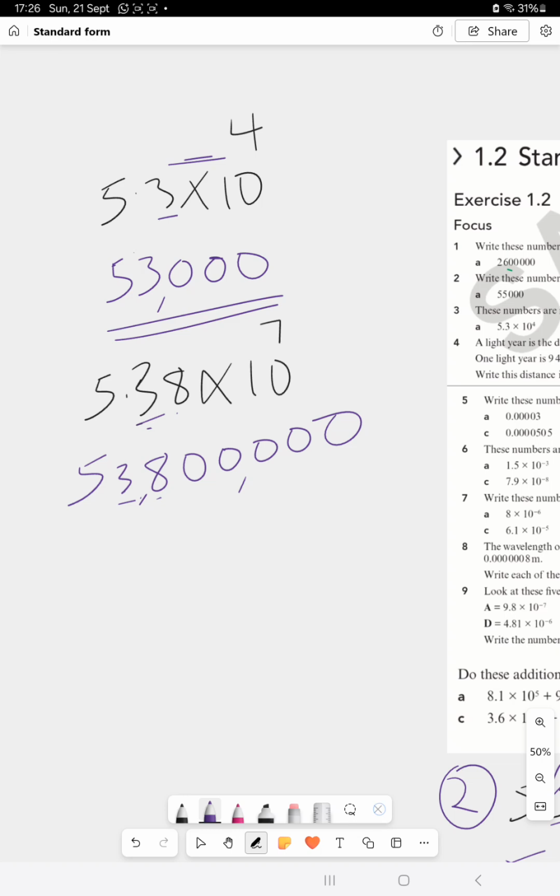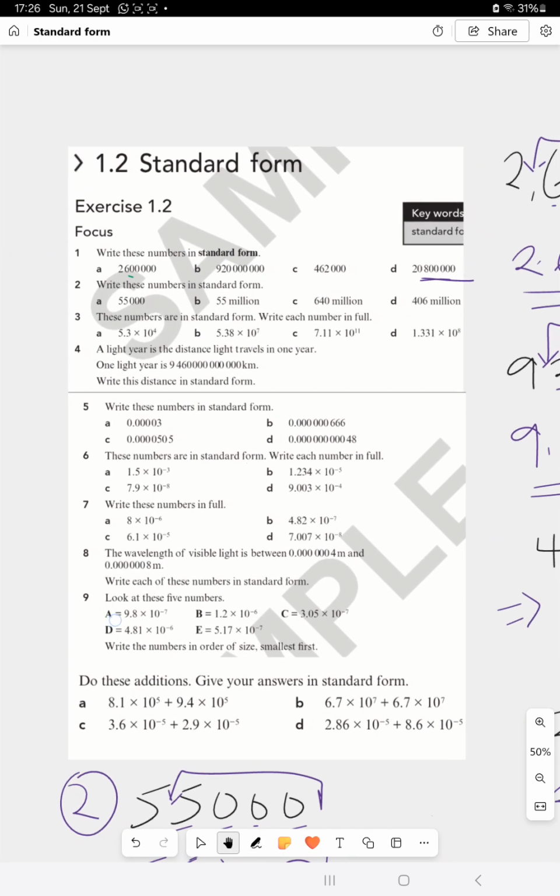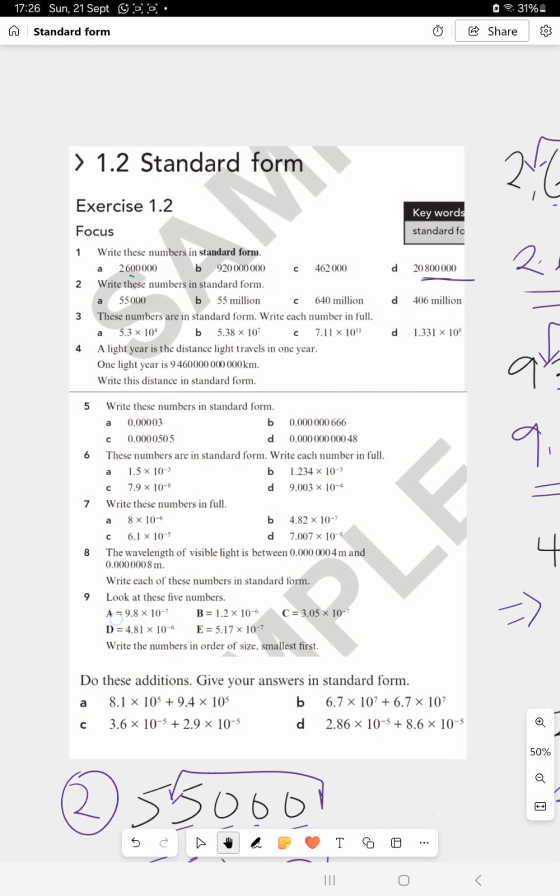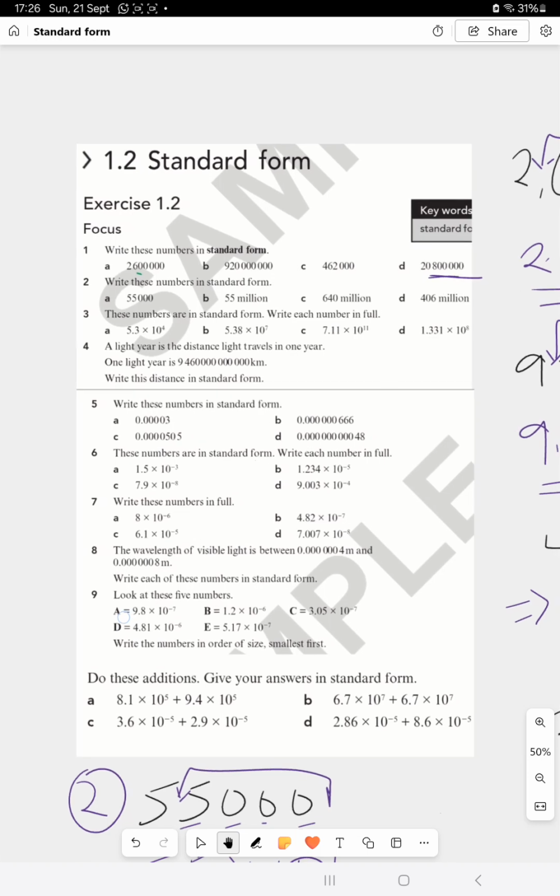Then we go to the other one very fast. The other one is 7.11 times 10 power 11.